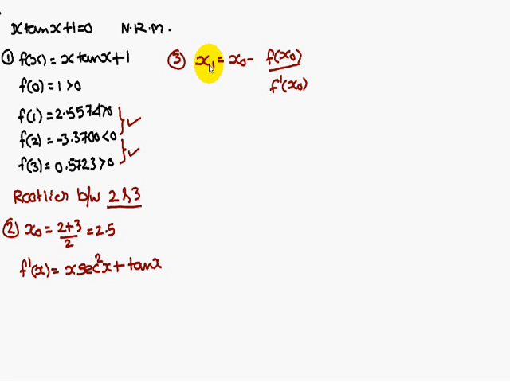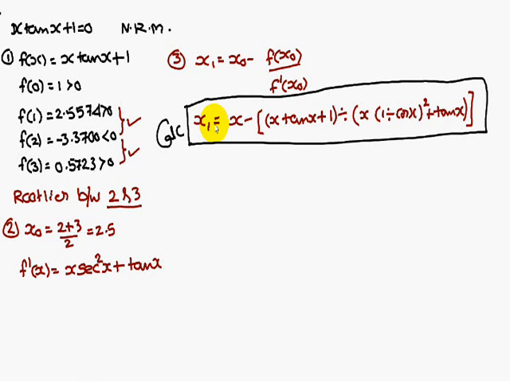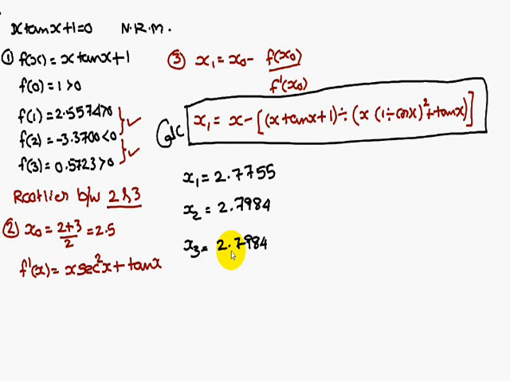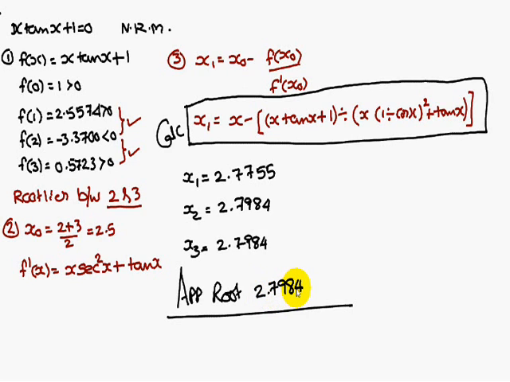By Newton-Raphson method, x1 is equal to x0 minus f of x0 by f dash of x0. In the calculator you have to enter the operation like this. So if you do like this, x1 is 2.7755. Next, x2 formula is x2 is x1 minus f of x1 by f dash of x1, where x1 is 2.7755. Then you will get 2.7984. Similarly, x3 is 2.7984. Therefore, the approximate root is 2.7984. Thank you.